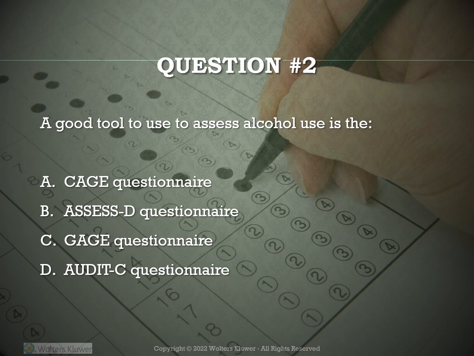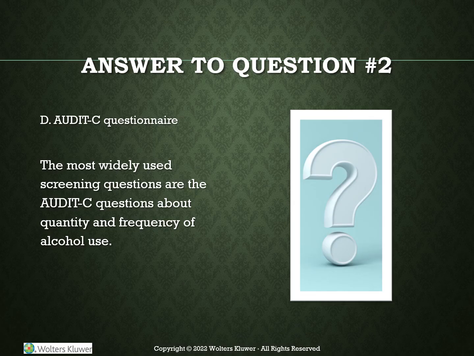Question 2 states, a good tool to use to assess alcohol use is the A, CAGE questionnaire, B, Assess D questionnaire, C, Gauge questionnaire, or D, Audit C questionnaire. The answer is D, Audit C questionnaire. The most widely used screening questions are the Audit C questions about quantity and frequency of alcohol use.